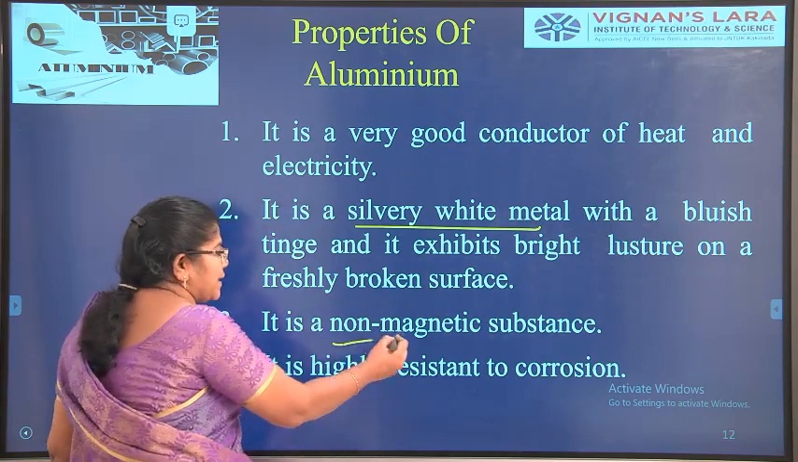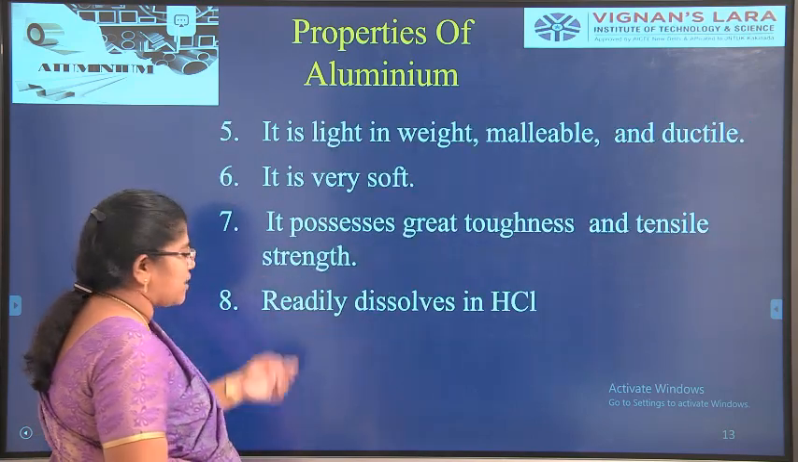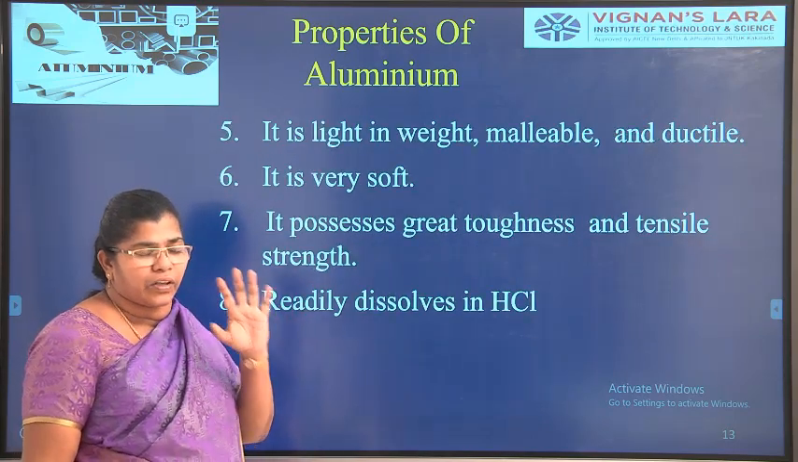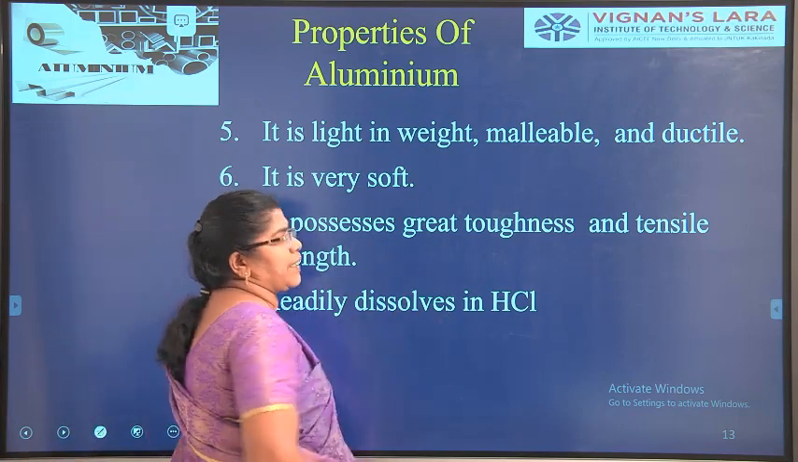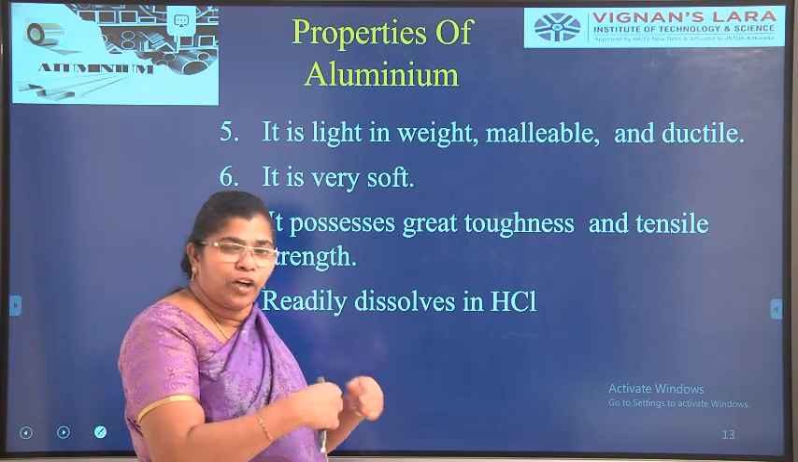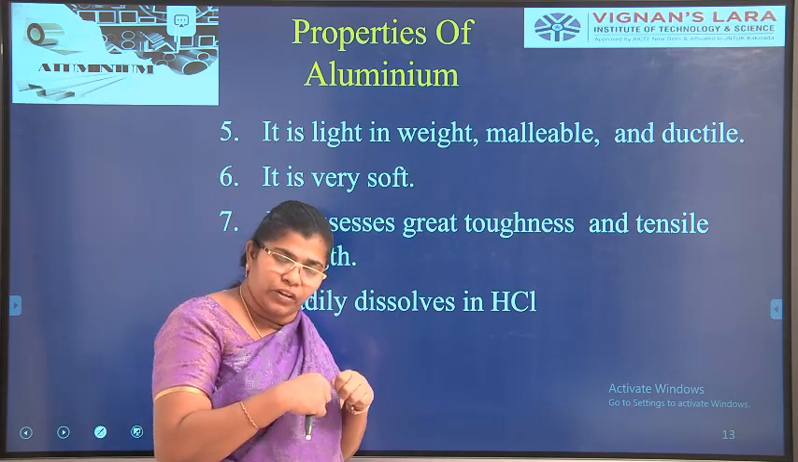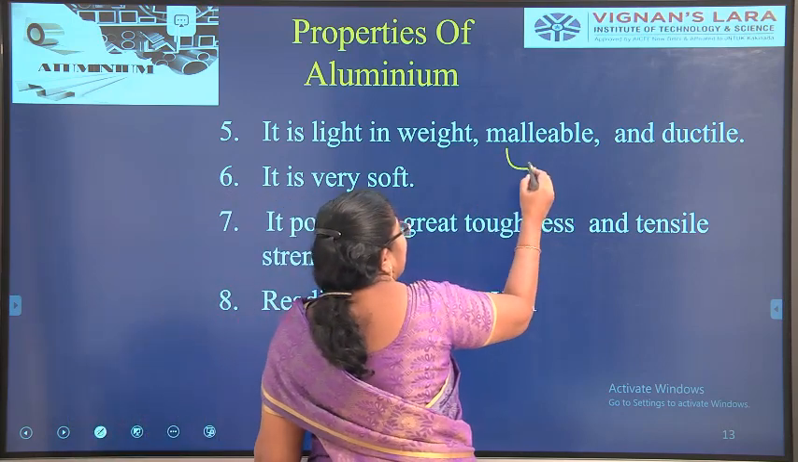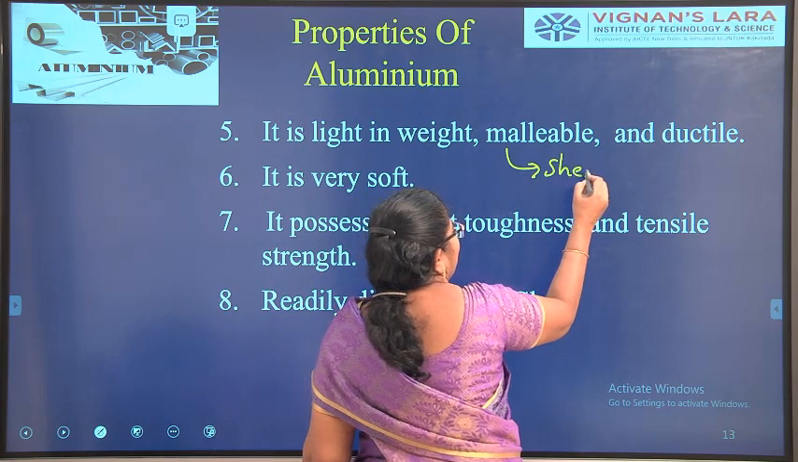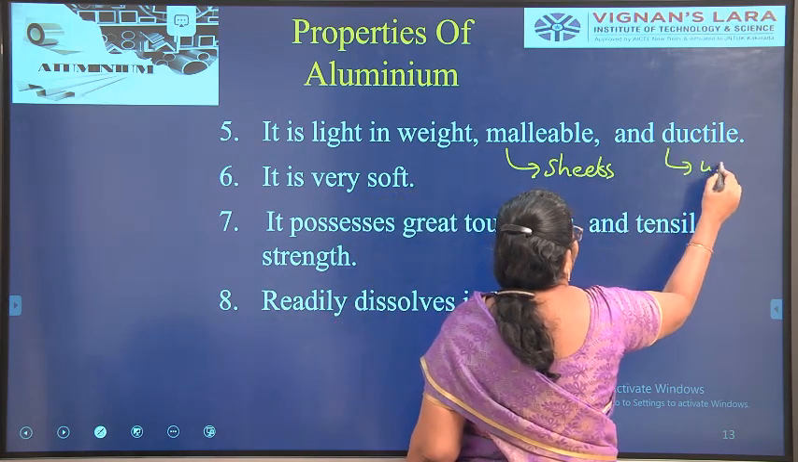It is a non-magnetic substance, and it is highly resistant to corrosion. This is the main thing. It is highly resistant to corrosion. We are using it as roof material. It is light in weight, malleable and ductile. Malleable means it is drawn into thin sheets. And ductile means it is drawn into thin wires.